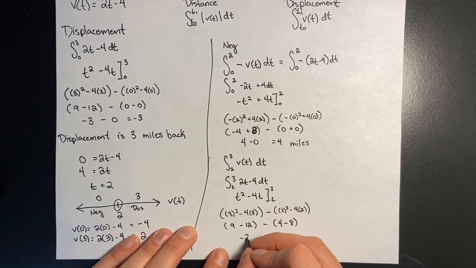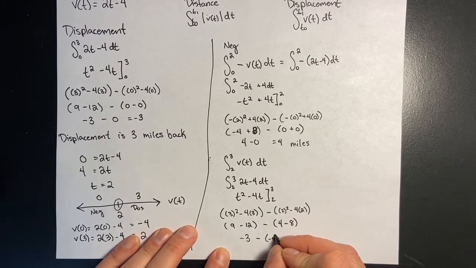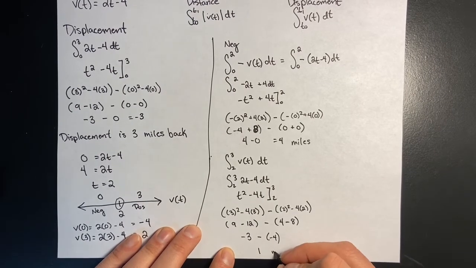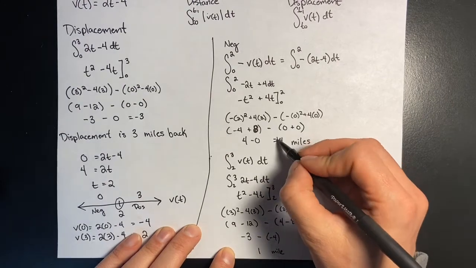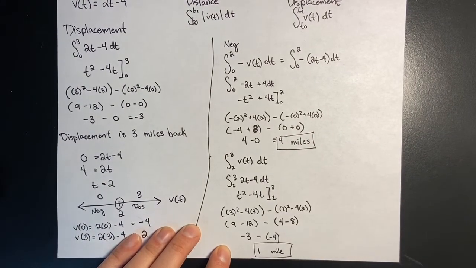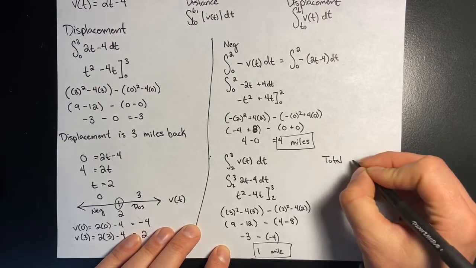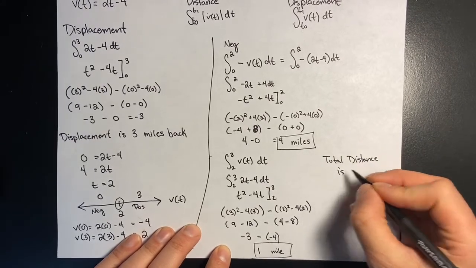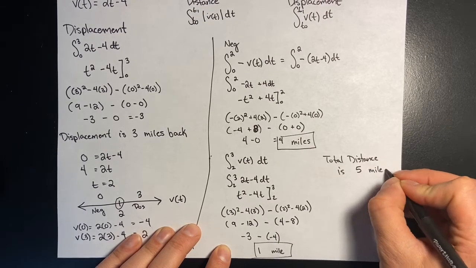9 minus 12 is negative 3. Minus 4 minus 8 is negative 4. 3 minus negative 4 is positive 1. 1 mile. The last step is you take what you got up here and what you had down here, add them, and the total distance traveled is 5 miles. Now this makes sense.